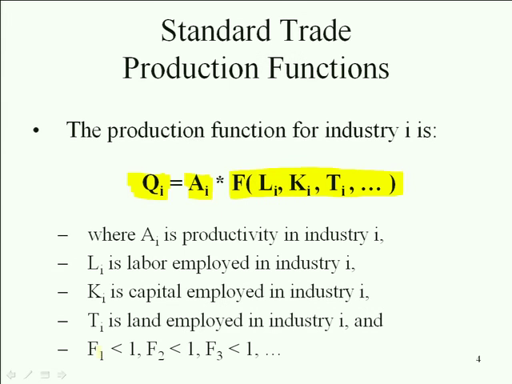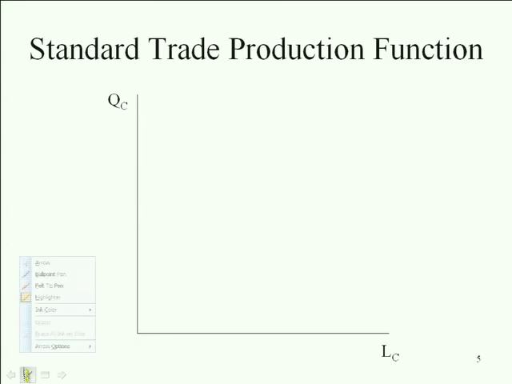So our output of cloth would be the technology in the cloth industry times some function of the labor in cloth, the capital that we use in the cloth industry, the land that we use in the cloth industry, and any other factors of production. Right? So that's a very standard type production function with diminishing returns, in this case diminishing returns to labor.